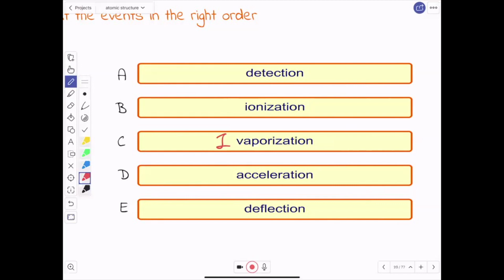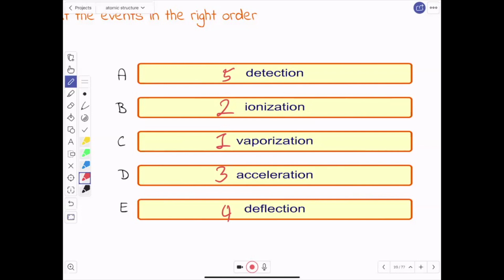B. Then it's second, number 2. What have we done to the ionized particles then? D. Then we've accelerated, and then we've deflected. Finally, we've detected them, right?